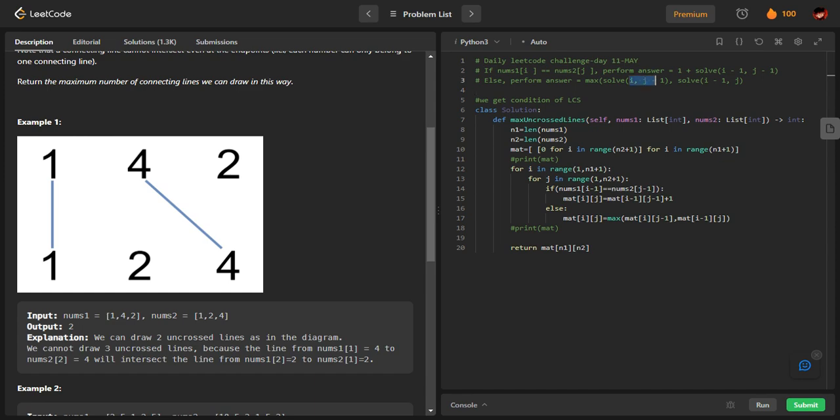Okay, this is the case where we are removing an element from nums2, and this is the case where we are removing the last element from nums1. I don't know which one will be the best one, so I'm going to take the max of them. Okay, that is the basic idea.